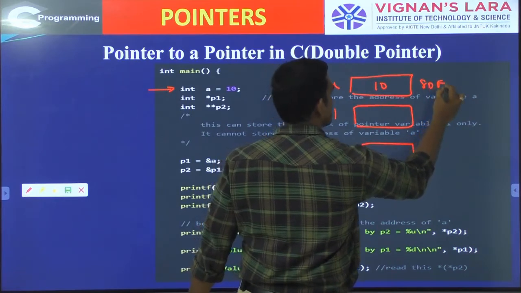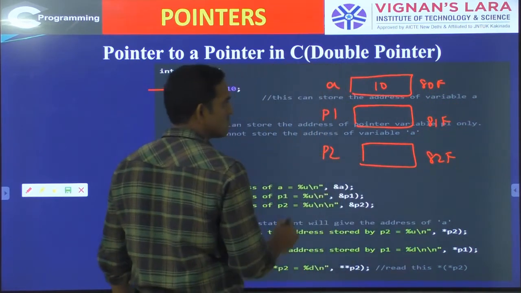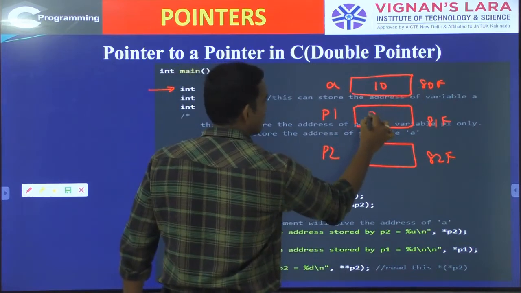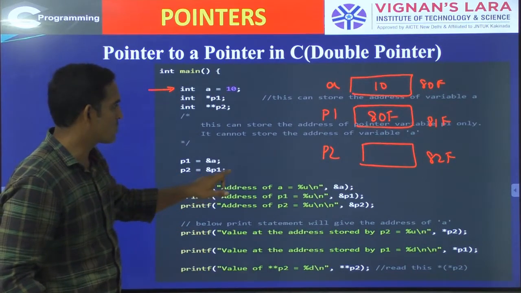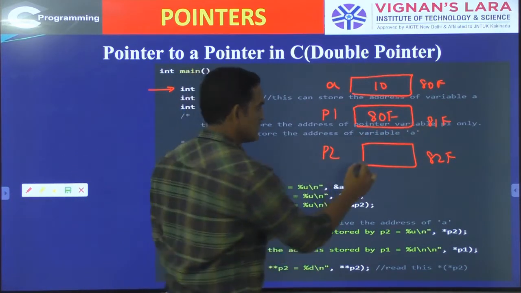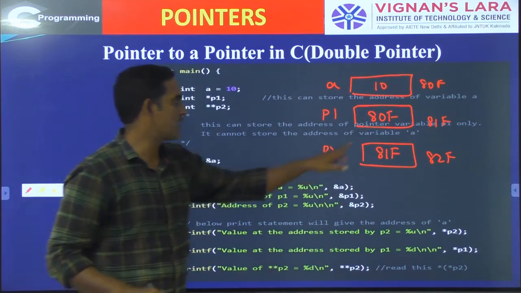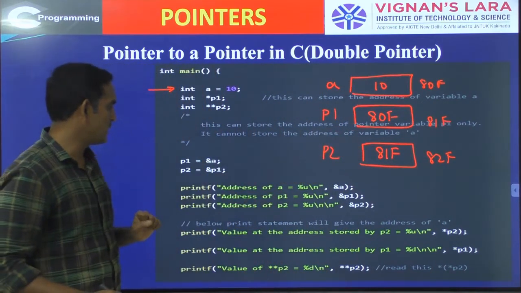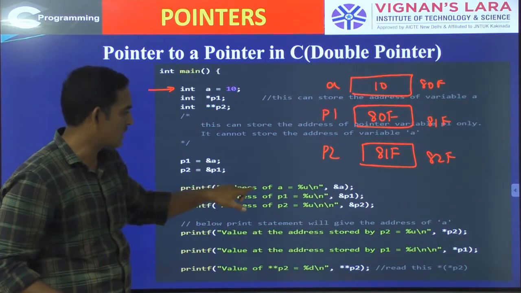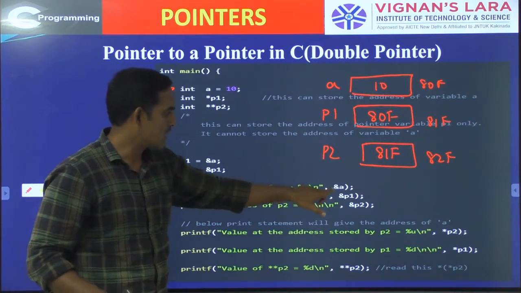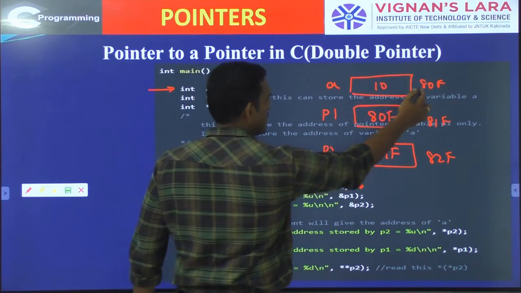If this is 80F, this is 81F, this is 82F, these are the address values. P1 is equal to address of A, so it will contain 80F. Next, P2 is equal to address of P1, so this will contain 81F. P2 will contain the address of P1, so that will be 81F. After that, the first printf statement prints the address of A. So the address of A is 80F.